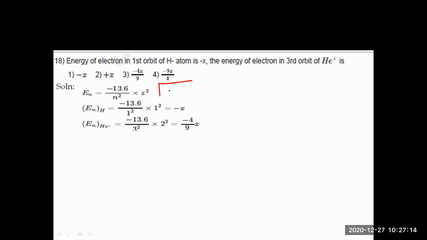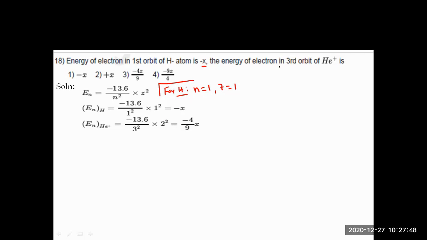So for hydrogen, n is equal to 1 and atomic number z is equal to 1. So it becomes minus 13.6 divided by 1 square into z square. This is what they have given as minus x. Energy of electron in first orbit of hydrogen atom is minus x. So the general expression for any other element like He plus, Li2 plus, energy of electron is equal to minus 13.6 divided by n square into z square.